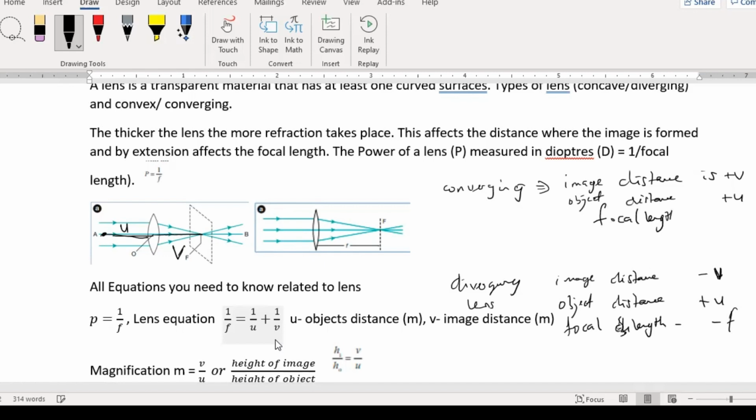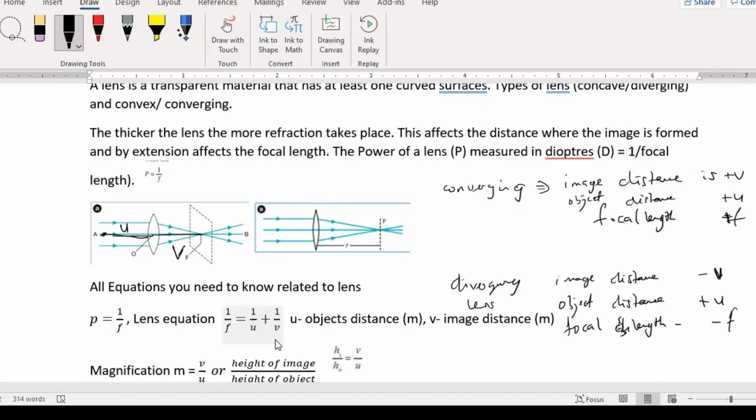Focal length is positive. All right, that's always the case. So in essence, you could almost put it to say that for converging lenses, all of those parameters are positive, and you can also talk about the height and so on as well. So the heights would be positive.